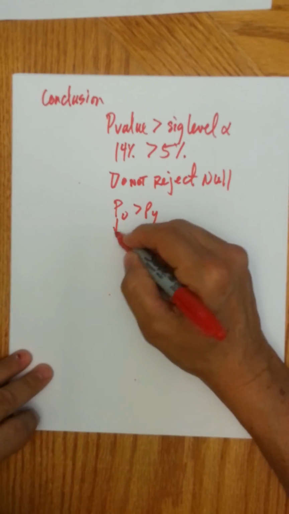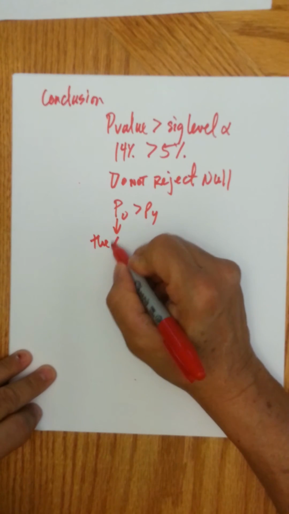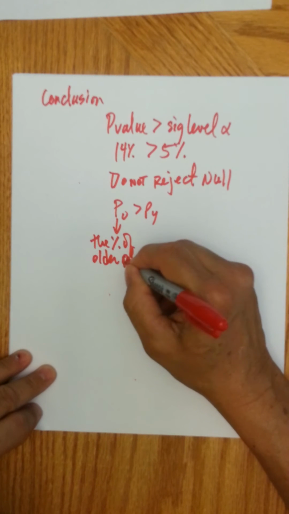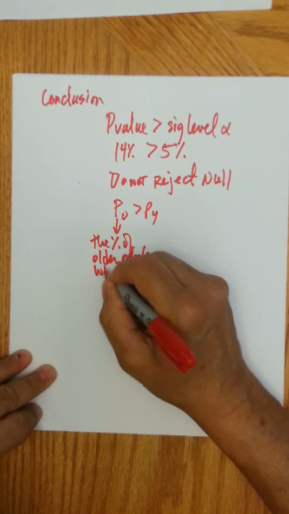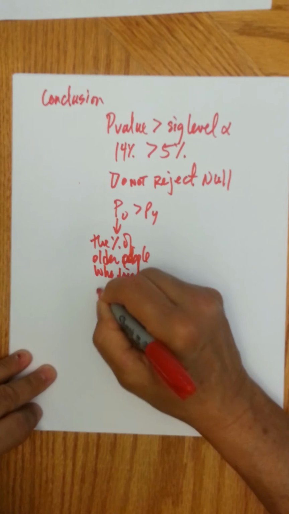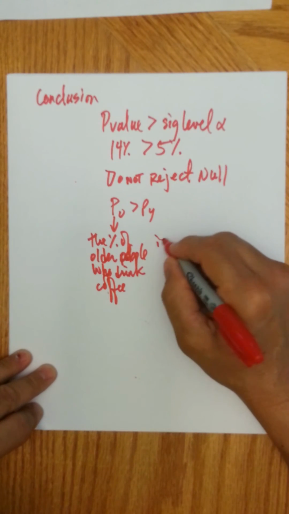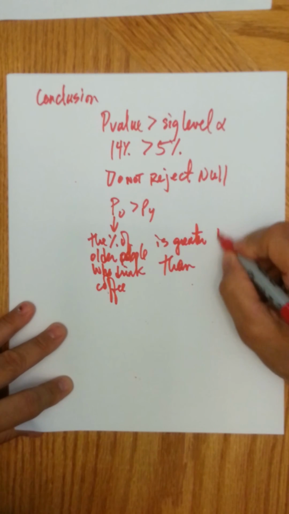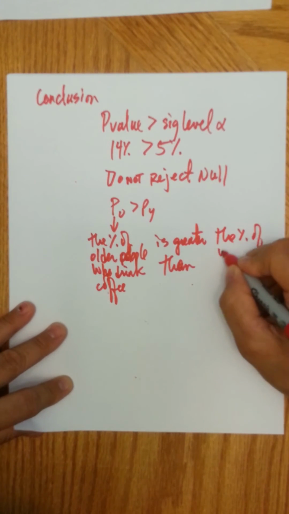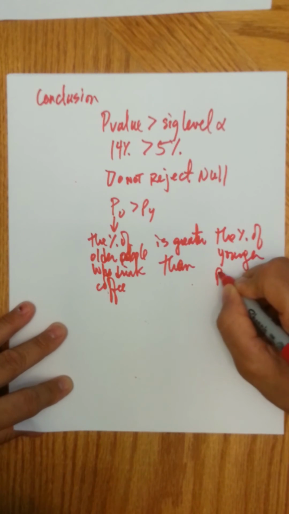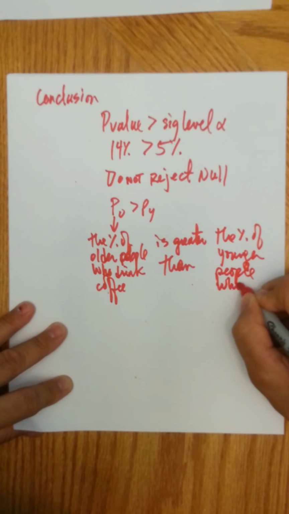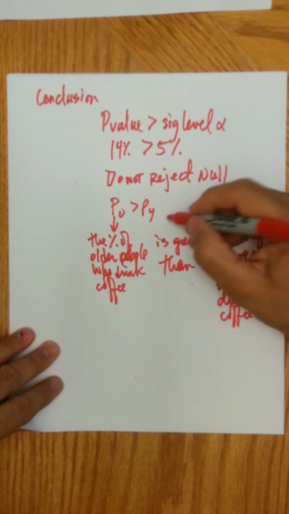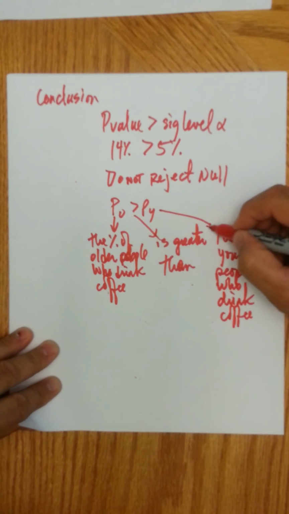So remember, this is saying the percent of older coffee drinkers, or people who drink coffee, is greater than the percent of younger people who drink coffee, right? All right, so this is greater than, and this is the piece of wax.